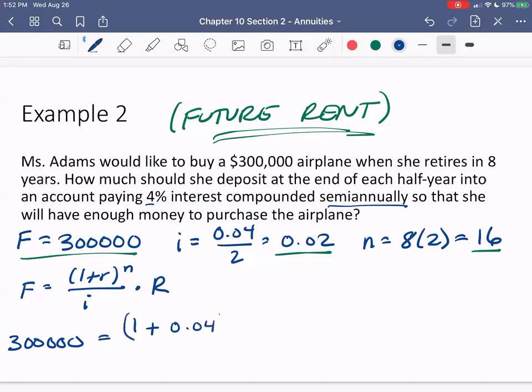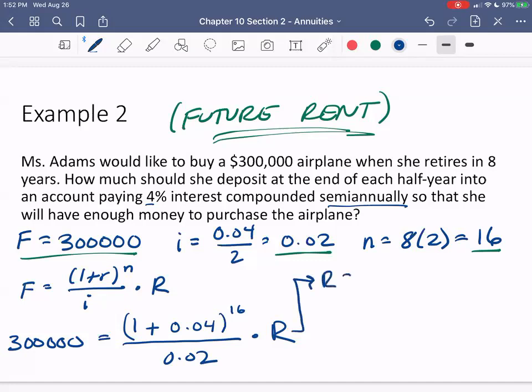0.04 times my N, which is 16, all over my I, which is 0.02, times my rent. I do not know what my rent is. That's what we're trying to find. So what you need to do, we're going to go up here.